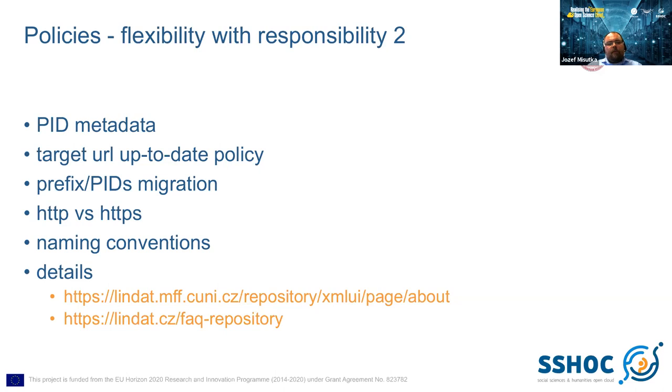In CLARIN, we have mutual agreements that when a center leaves CLARIN, others will take its responsibility, and that includes its data and PIDs. Because we use the handle system and centers have their own prefixes, moving the whole prefix to a new owner is very simple. This may or may not be true for other PID systems, so this is also what you have to take into account. And then there are even more technical ones, like whether you are going to use HTTP versus HTTPS when URLifying PIDs, naming conventions, and so forth. The details are on these two links for our repository.